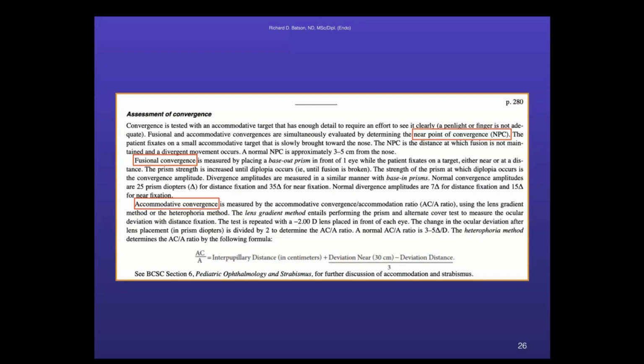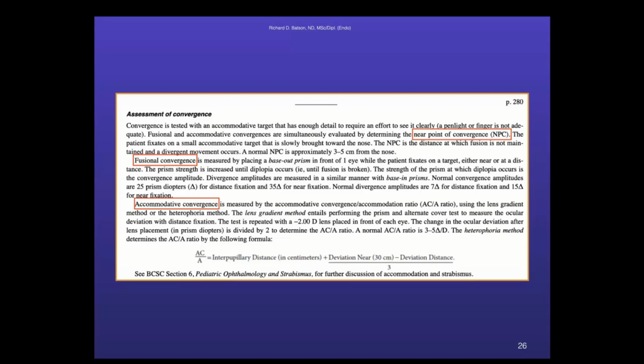So this is straight out of ophthalmology. And you're noticing here, they're saying a normal NPC is 3 to 5 centimeters from the nose. I don't know where that comes from. There's no citation. That's very short for an adult. And they don't differentiate between children or adults here. So again, this is probably consensus heuristics. I don't know where it comes from, but it's not well cited.